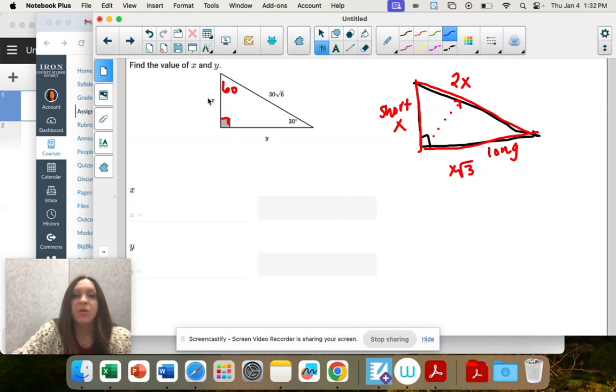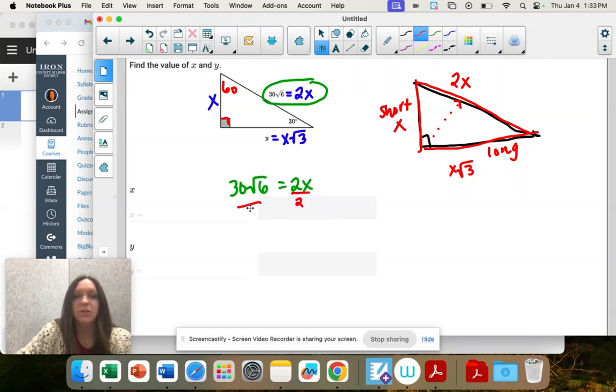So I like to label those here. This would be x, which it is. This value we're given would be 2x, and then y would be x times the square root of 3. So what I did is I made an equation where we can solve for x. So 30 square root of 6 equals 2x. To solve for x, we're going to divide both sides by 2.